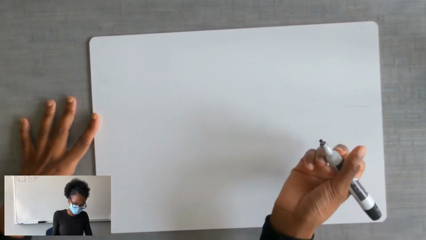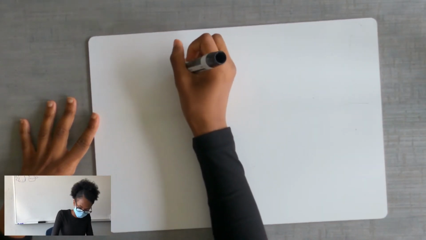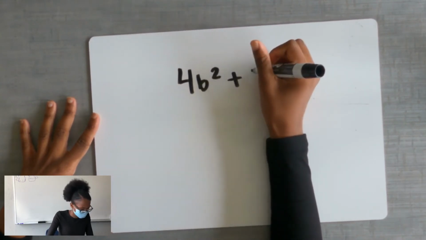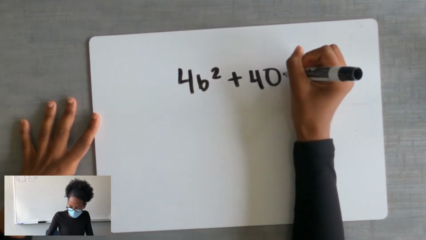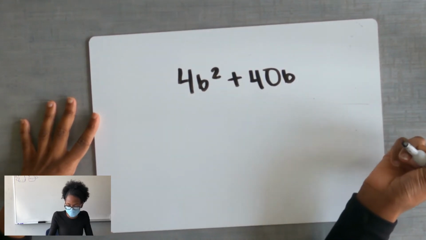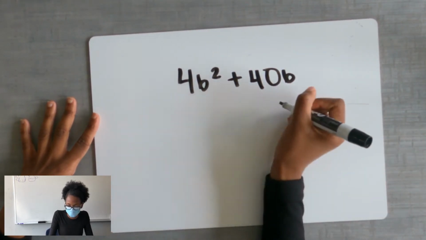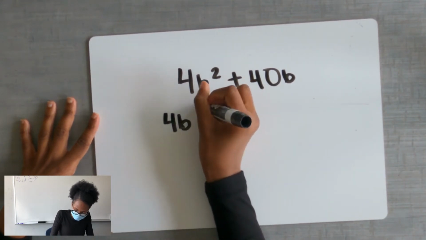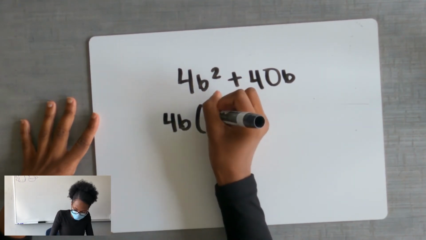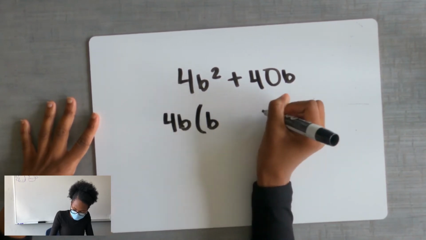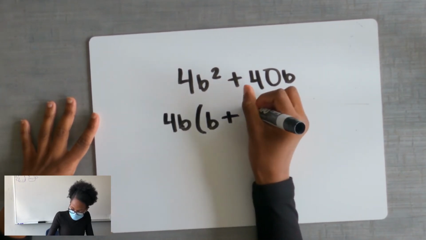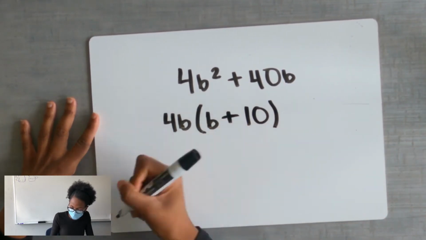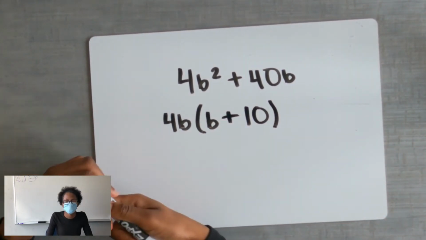Okay, so the expression is 4b squared plus 40b. And first you have to take out the greatest common factor, which for both of these is 4b. And so you're left with b for the 4b squared and 10 for that. That would be simplifying the expression.